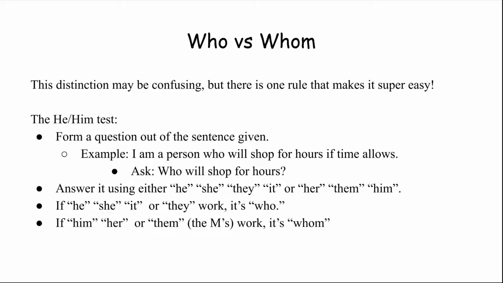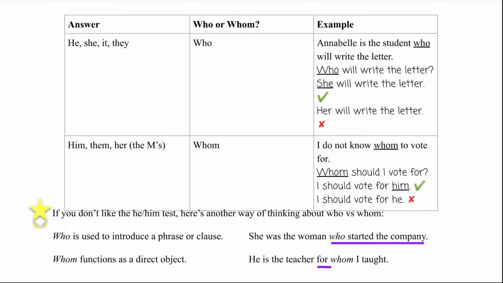If it's easier for you to just think of it as he or him, that works too. But if you want to memorize the list of these that work for who and these that work for whom, you can do that as well. So this is just basically another way of looking at what Hayden was saying in table form. If you answer the question with he, she, or they, or just he for simplicity, you're going to use who. But if you answer with him, them, or her, the M's, once again, if you can just use him and he, it's going to be a lot easier, then you're going to use whom.